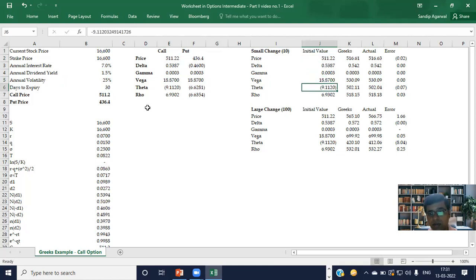Now we come to the theta. The days to expiry currently is 30, and the theta of this particular call option is minus 9.11. In case we are moving ahead 1 day in the expiry of the contract, then the value of the option becomes 511.22 plus minus 9.11. As I explained earlier, the theta is always negative for both the call and the put options, and the call option will lose value whenever we are moving closer to the expiry of the contract.